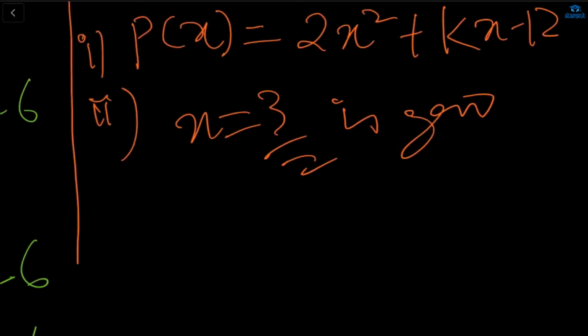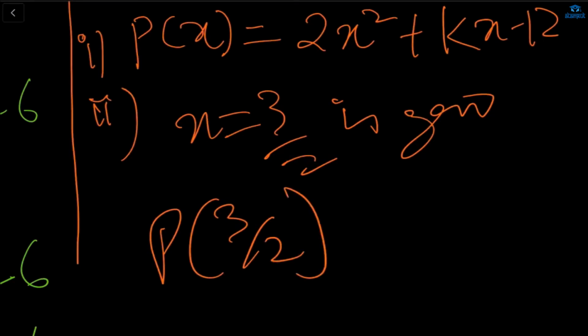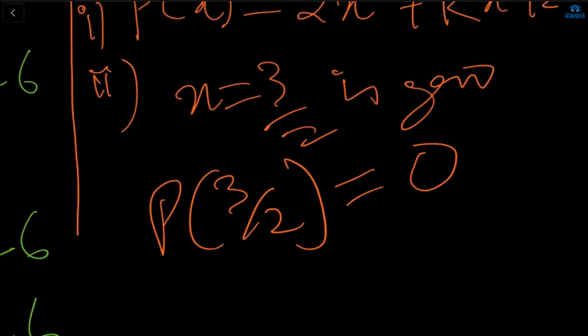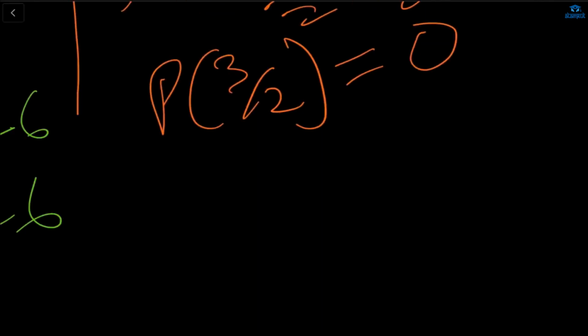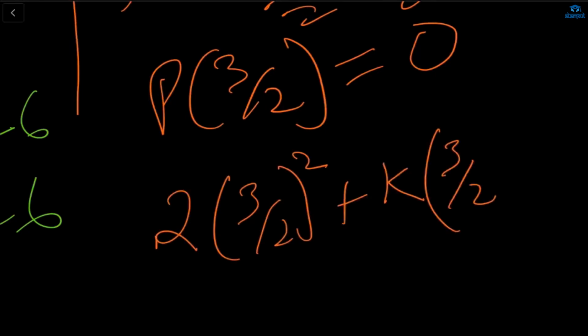That means when you put the value of x as 3 by 2 in P(3/2), this whole polynomial will become 0. That will help you form an equation and get the value of k. How are you going to form the equation? The equation will be 2x square plus kx minus 12. Now P(3/2) will be, the first is 2x square, so 2 times (3/2) square plus k times 3/2 minus 12.